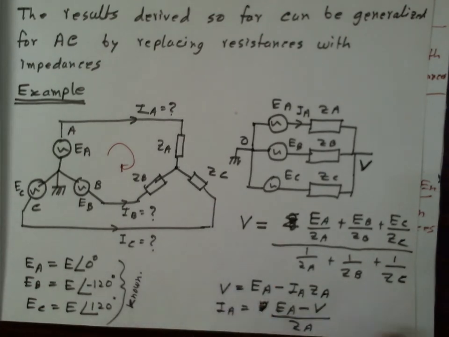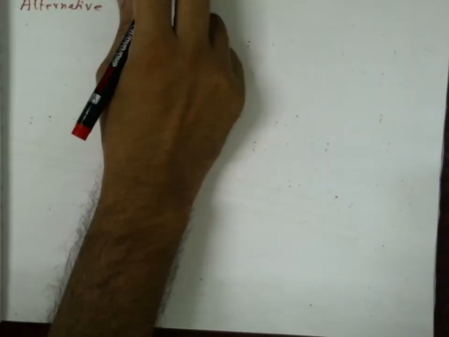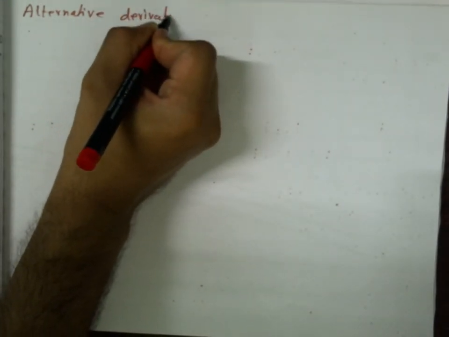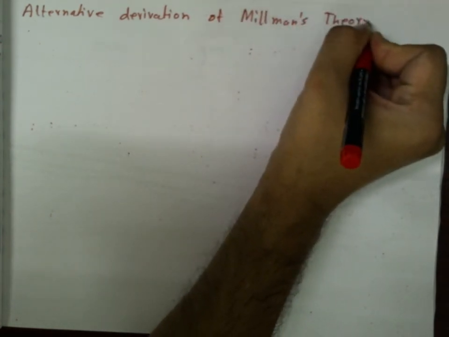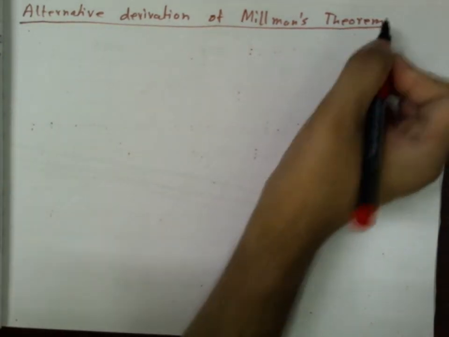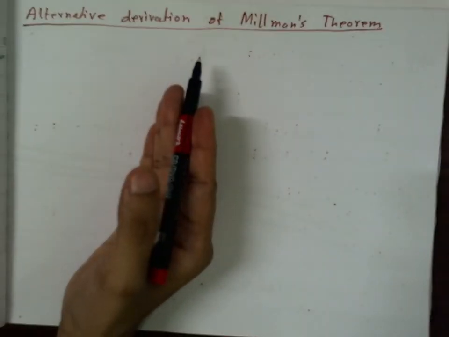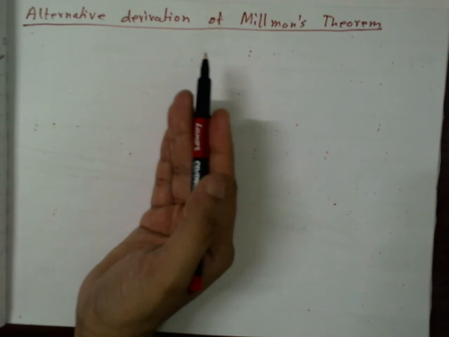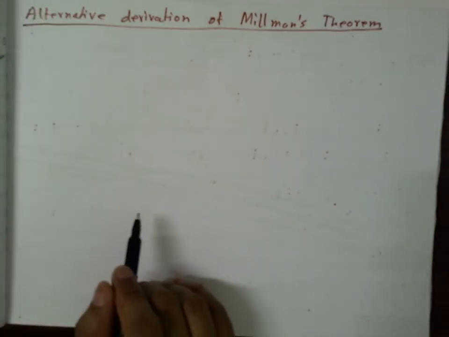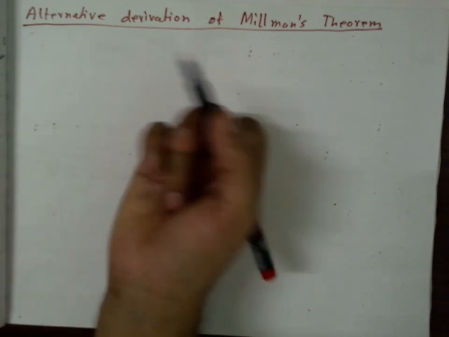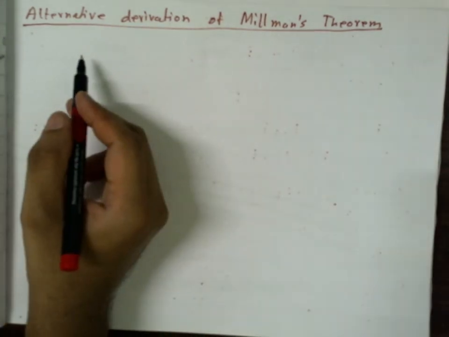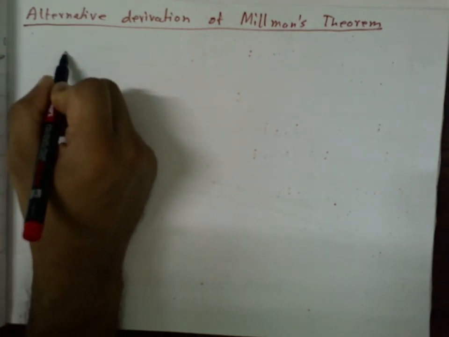So let me show you an alternative derivation of Millman's theorem. Previously we converted voltage sources into current sources, combined them, and then converted the effective current source back into a voltage source. Now let's derive the same thing in a slightly different manner. The result will be the same. The same thing you can derive in many different ways. So let me do it like this.